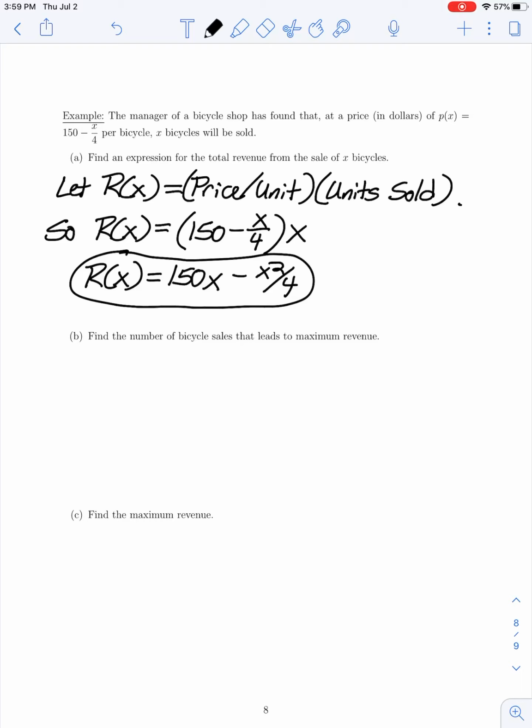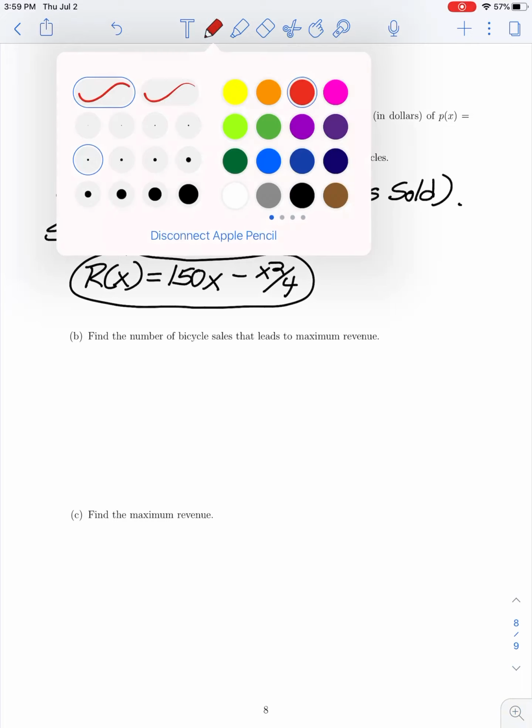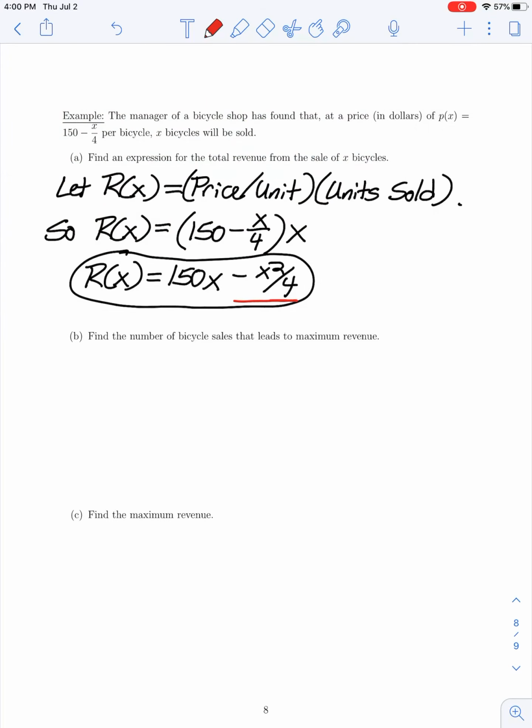So in this example, part B, we're asked to find the number of bicycle sales that leads to a maximum revenue. So looking at our quadratic here, the coefficient of x squared would be negative 1/4. So this is a downward opening parabola, which means that the vertex would correspond to a maximum. So we want to maximize our revenue, and we need to know how many bicycles we need to sell in order to do that.